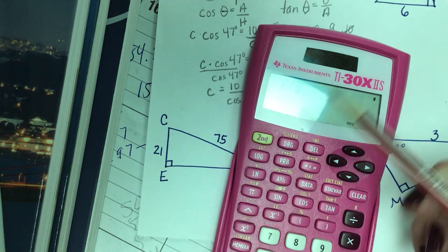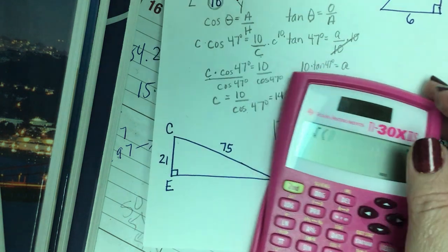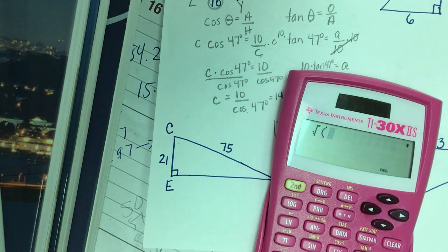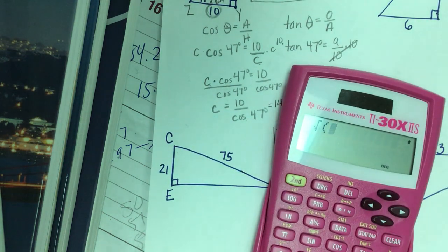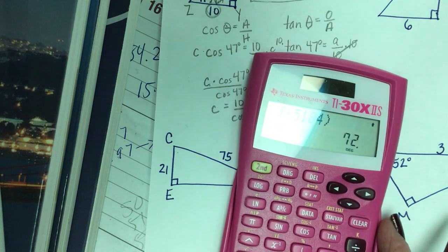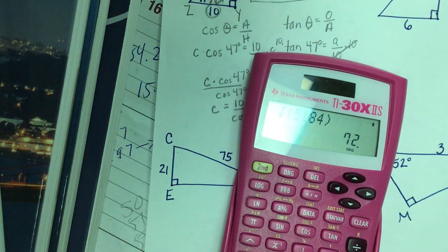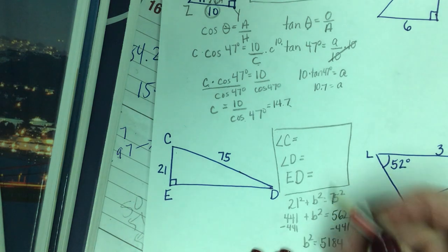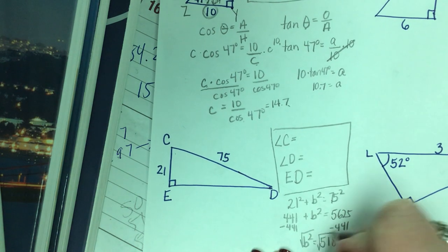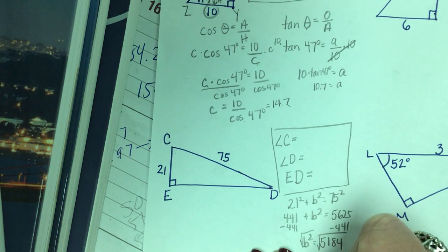Second x squared gives me the square root. I don't think you can see that for that glare. So it gives me the square root. And then I'm going to type in 5,184. Close the parentheses, don't have to, but I just get into the habit. It is a perfect square. Look at that, 72. That's awesome. Didn't know that. And see, I wouldn't have thought it was. So B is 72.